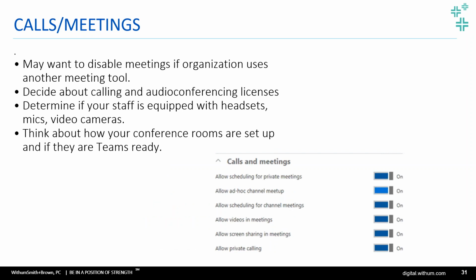So calls and meetings, you also can turn off all of the various types of meetings. You can turn off private calling. If you've used Skype for Business, these are a lot of the Skype for Business type functionality. So Teams has a concept called channel meetings, where you schedule a channel meeting and that meeting kind of lives in that channel, and people will get a notification from that team that this meeting's happening in a channel.